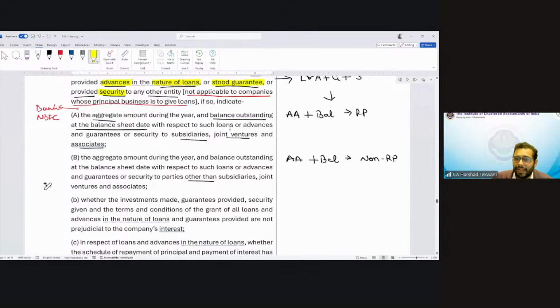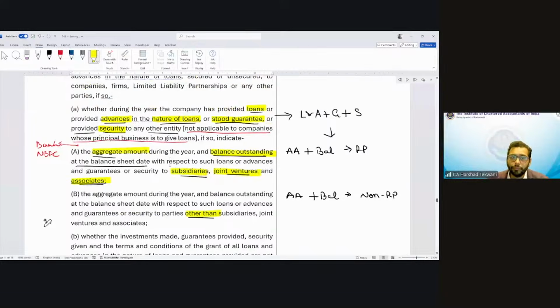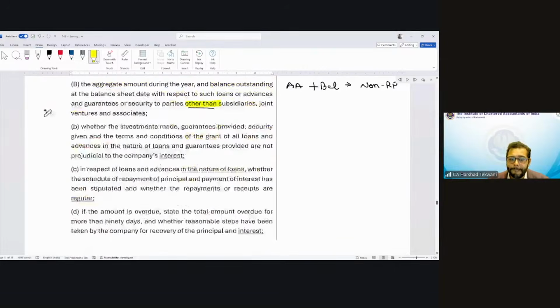And then you have to bifurcate between subsidiary, joint venture, associate, and other than the subsidiary, joint venture, and associate. And for that, you need to provide the aggregate amount and the balance outstanding. Okay. Let's go to the B point then.